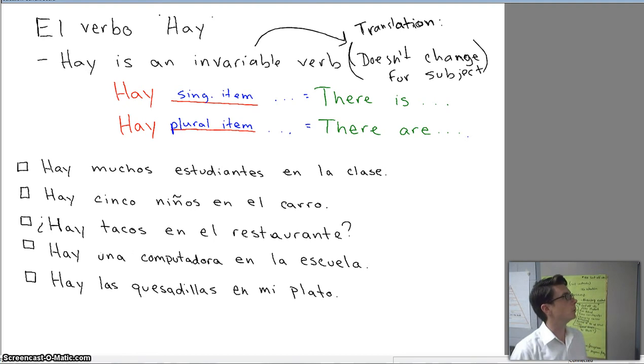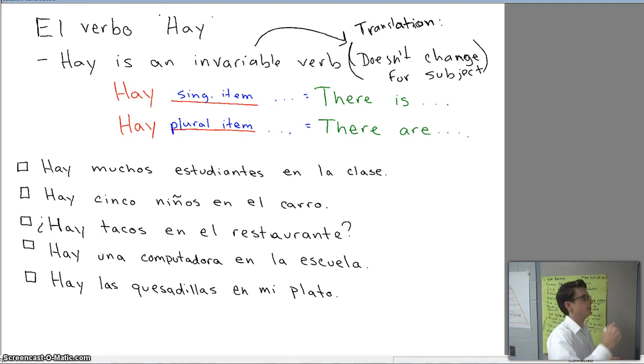Alright? So, this is a verb. It helps us put together an action. Mainly, it helps us put together the existence of something. Hay translates to there is or there are. Now, it's called an invariable verb because it doesn't matter whether you have 1,000 things or one thing, you're always going to use hay. Alright?